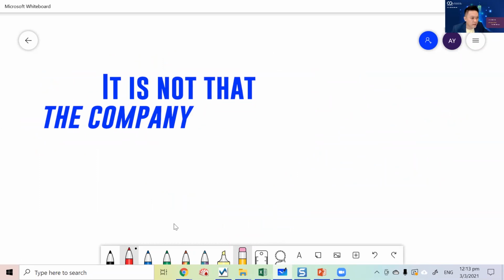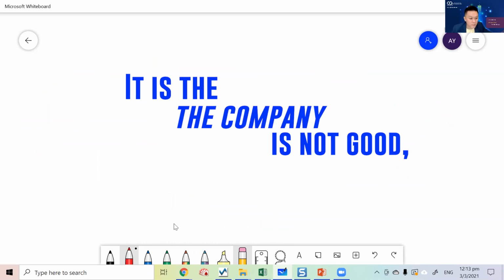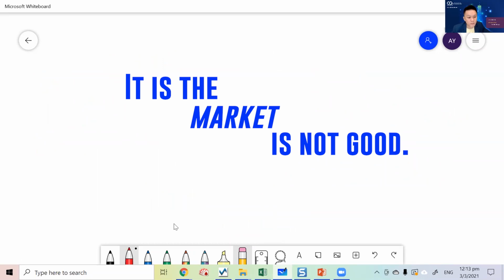It is not that the company is not good. It is the market that is not good. So if it's the market that's not good, no matter how good your company is, it's like the seed is very good, but the weather is not good.